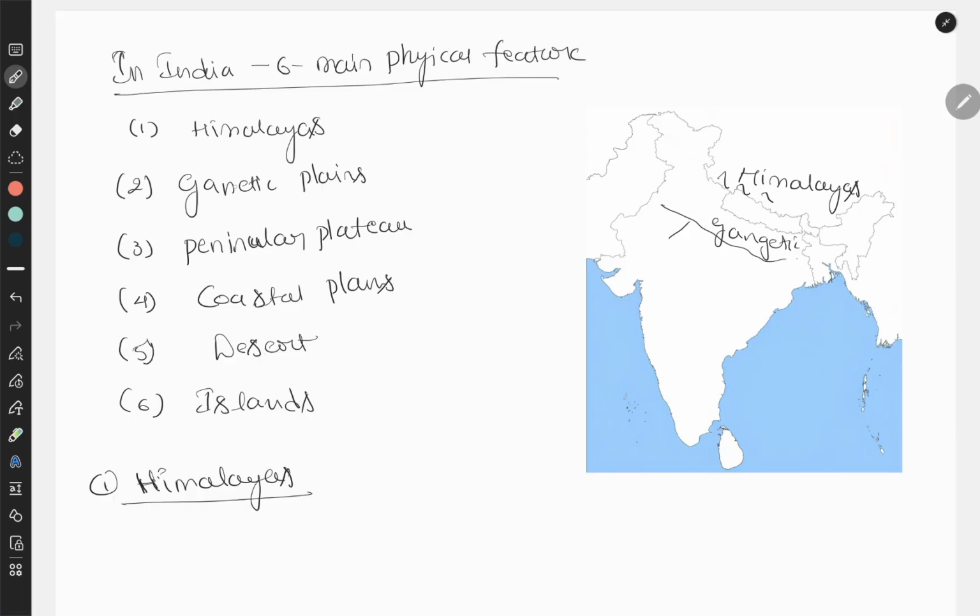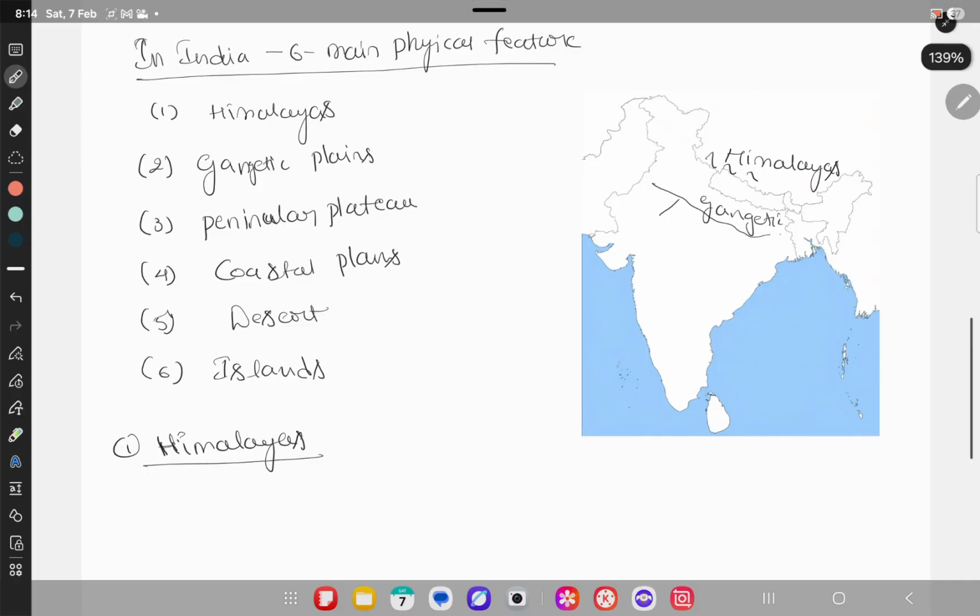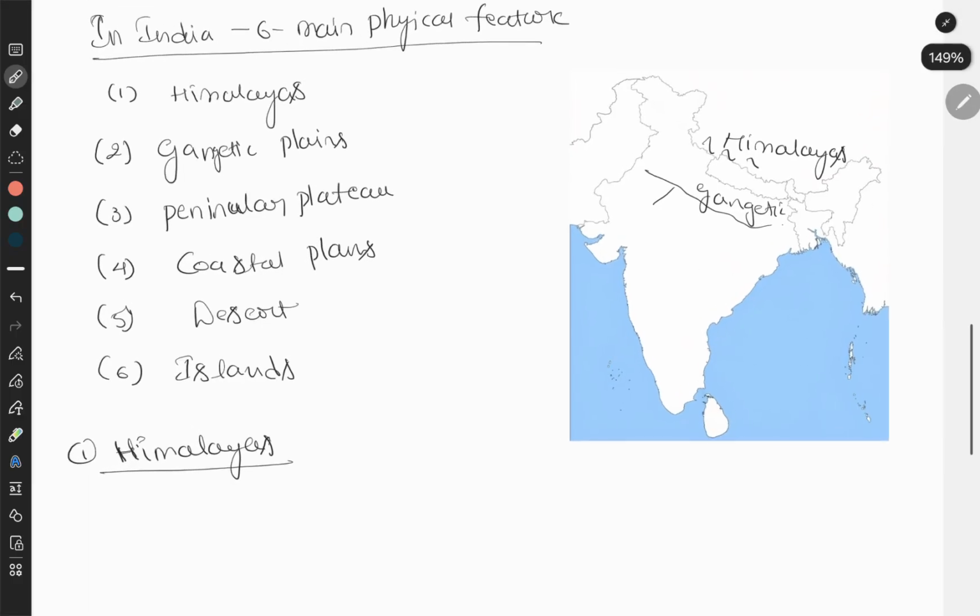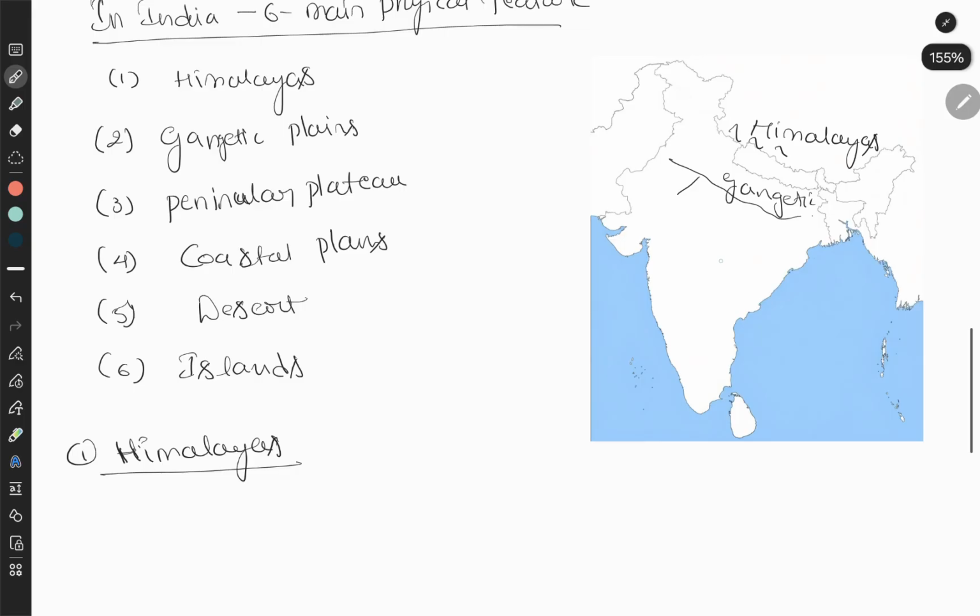Yeah, I missed the G. Okay, Gangetic plains, and thereafter Peninsular plateaus. Plateaus means we have the Deccan plateau and the Chotanagpur plateau here. And we have coastal plains, a coastal plain of this much length. So this is the coastal plain.